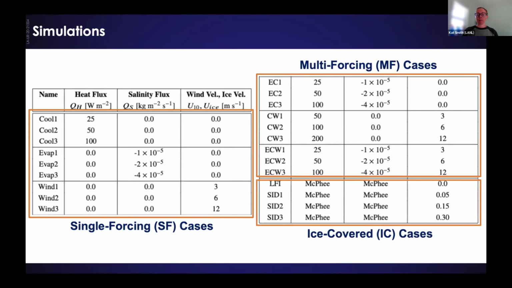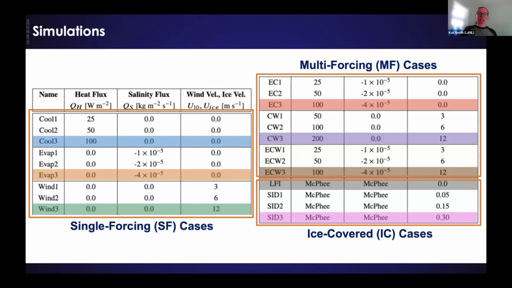So I just want to clarify here that all the single forcing and the multi-forcing cases do not have ice cover on them. The idea here is to understand how the reduction in sea ice is going to really affect the surface layer. And additionally, I'm only going to show one of them in each of the categories, so the strongest in each of the categories, just to make the plots nice and easy to digest.